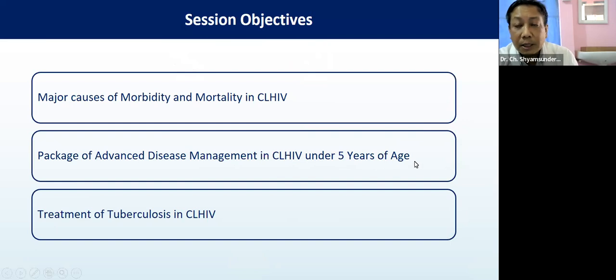The objectives of this session are to understand the causes of morbidity and mortality in CLHIV, to learn what packages are available for advanced disease management in CLHIV under 5 years of age, and the treatment of tuberculosis in CLHIV.